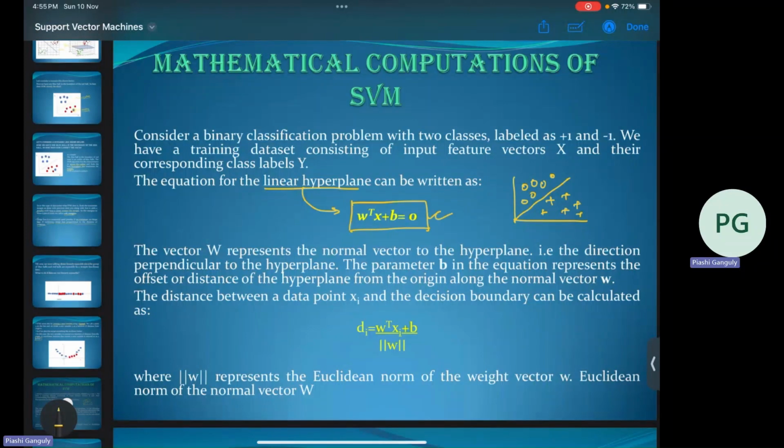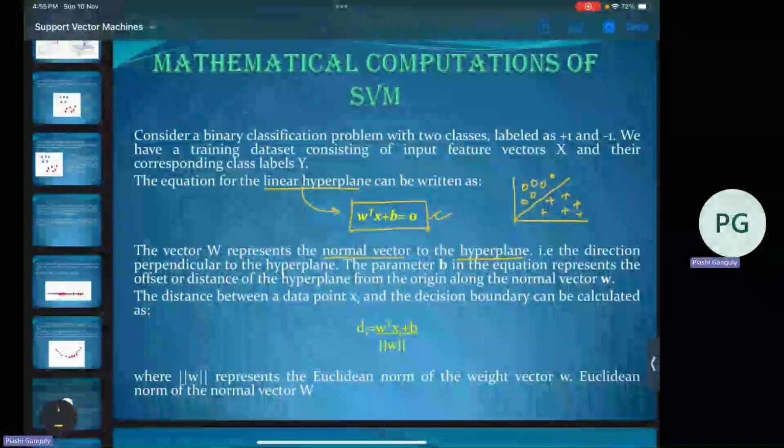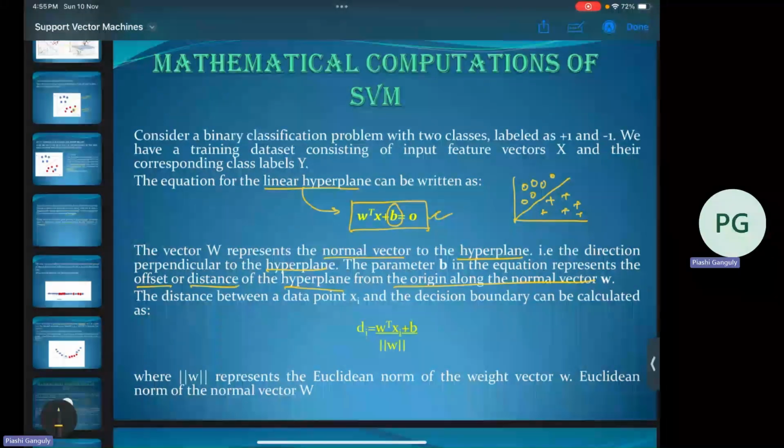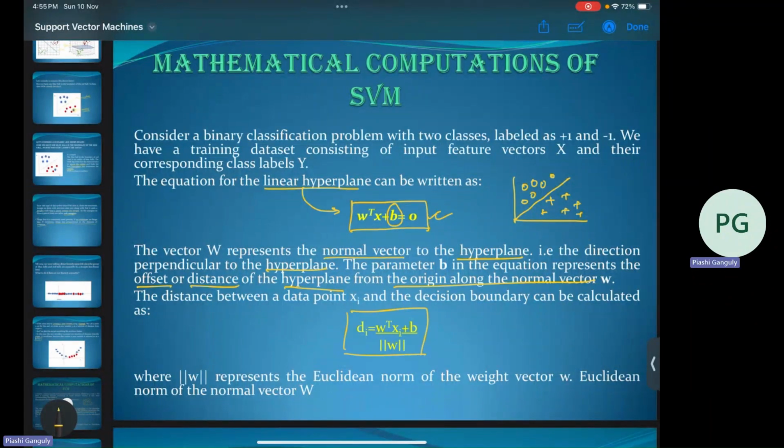Here the vector W represents a normal vector to the hyperplane, that is, the direction perpendicular to the hyperplane. And the parameter b represents the offset or distance of the hyperplane from the origin along the normal vector W. Now the distance between a data point xi and the decision boundary can also be calculated using this formula: the distance equals the absolute value of W transpose xi plus b, divided by the Euclidean norm of W.